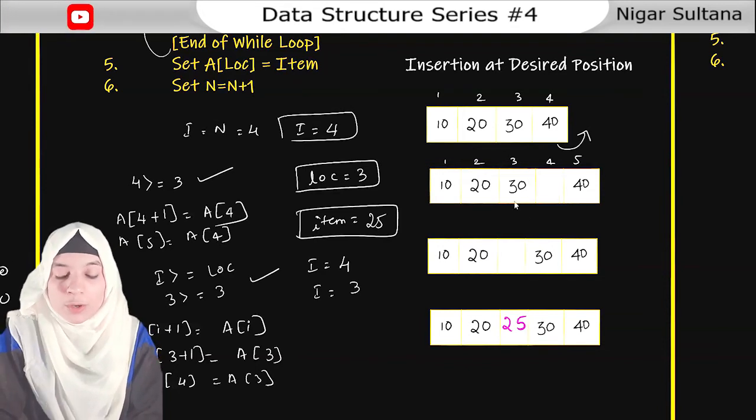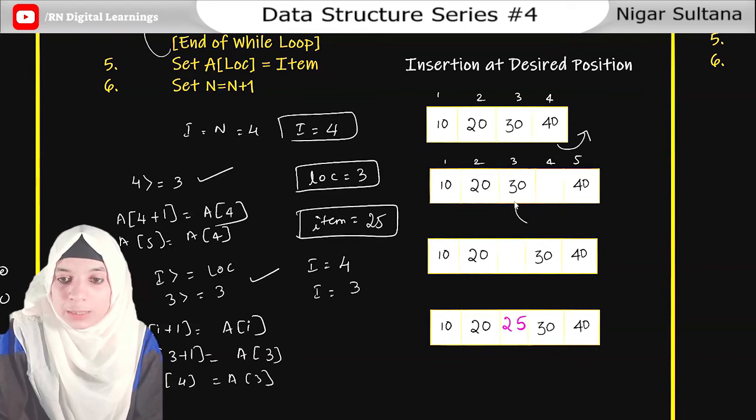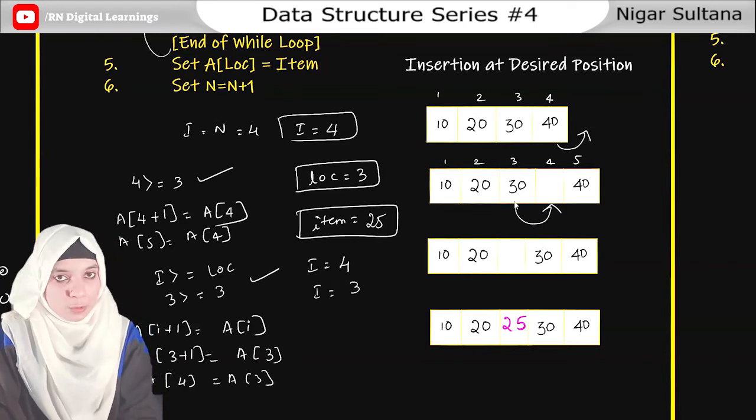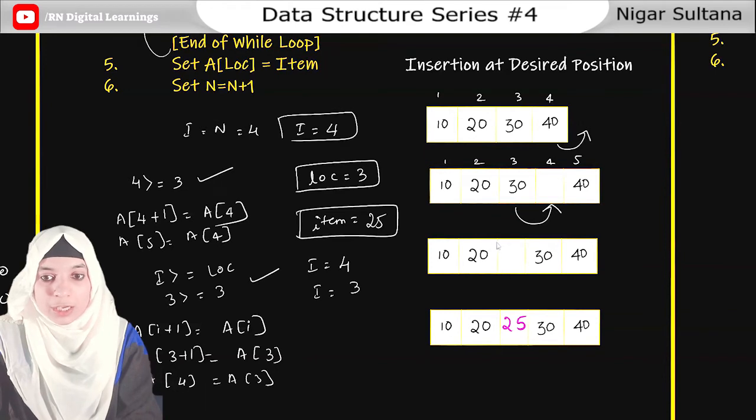See here, now what am I doing? Now this 30 element will be given to A of 4. Clear? See the next step. Now this A of 3 is empty.